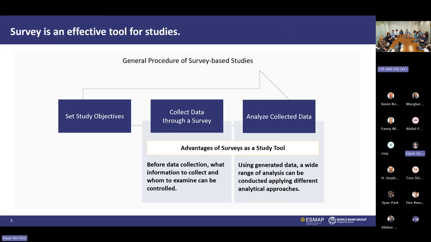As the LSMS team showed in the previous presentation, surveys are an effective tool for studies. When performing a study using data, there are three things we need. First, a clear study objective. Second, data. And the third, an analytical approach, or how we want to analyze the data. Sometimes there are data already available, and in that case, it's just a matter of choosing how you want to analyze data for your study.